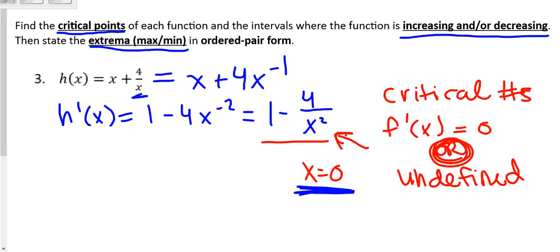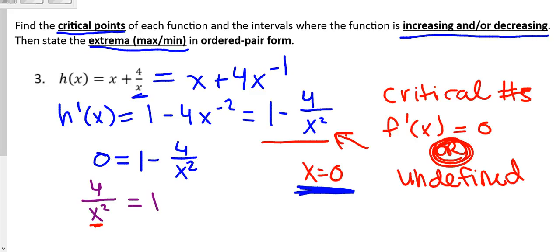Now I have to find any others. So I'm going to set this equal to 0, and I'm going to add the 4 over x squared to the other side, because I need to split up the 1 and 4 over x squared. If I move the 4 over x squared, it'll be positive. So I'm going to do 4 over x squared equals 1. Now my goal is to solve for the x squared down here. When something is in a denominator, I cannot solve for it. So to get it out of the denominator, I'm going to multiply each side by x squared.